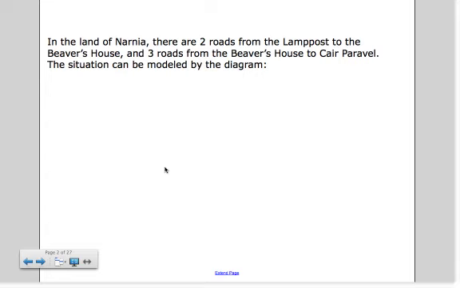So, I've come up with this little problem. In the land of Narnia, there are 2 roads from the lamppost to the beaver's house, and 3 roads from the beaver's house to Cair Paravel. So if you start at the lamppost, there are 2 different ways to get to the beaver's house. I'm going to symbolize that with a B. And from the beaver's house, you can go 3 different ways to Cair Paravel. I'm going to symbolize that with a C.